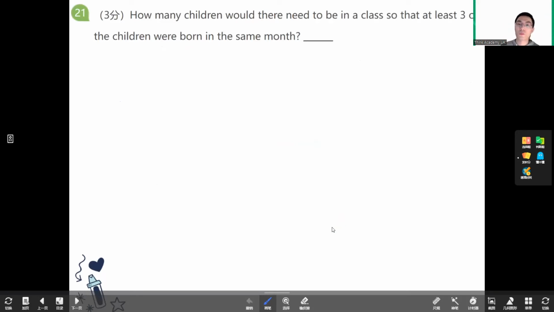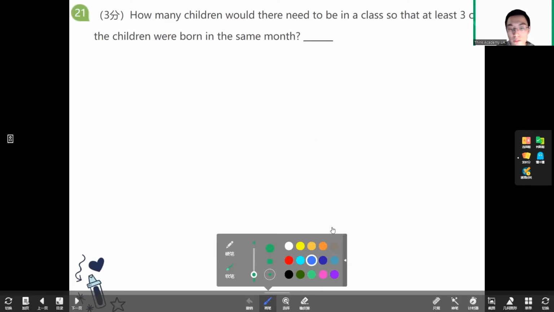How many children would there need to be in the class so that at least 3 of the children were born in the same month? So this requires knowledge of a principle called the worst situation principle. That means if you have found the worst situation, you just need to add 1 so that you can get the guaranteed target number of situation.